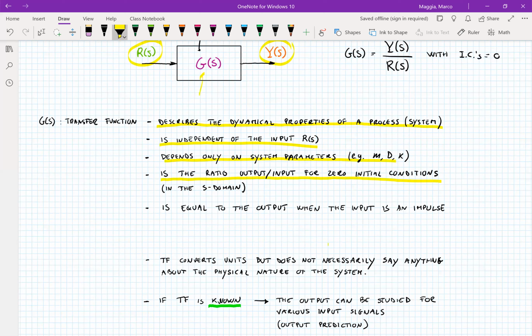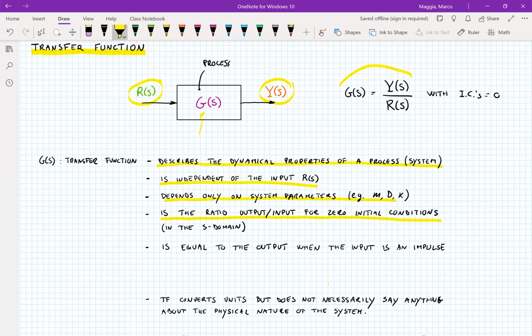This is always in the S domain. It's very easy in the S domain because we can simply use the ratio. In the time domain, it would be way more difficult, involving convolution integrals in order to define the transfer function. So the S domain is the way to go.